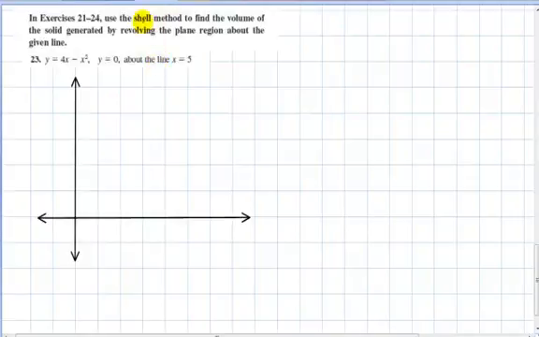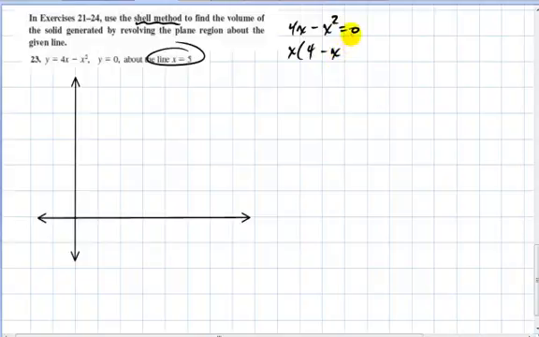Okay, last problem. We're going to use the shell method here to find the volume of the solid generated by taking this bounded region across the line x equals 5. So let's graph it first and see what happens. Okay, I need to find my intercepts first. So 4x minus x squared equals 0. I'm going to factor out an x here, and I get 4 minus x equals 0. So x equals 0 and 4. So this downward facing parabola intersects here and here. This is 4, this is 5. Here's my vertical line, my axis of revolution, x equals 5.